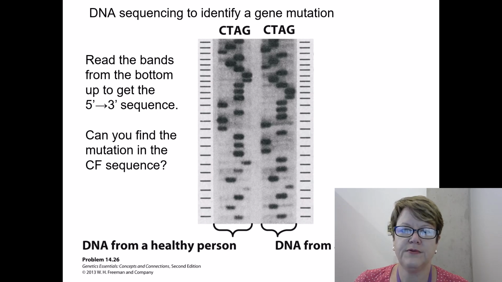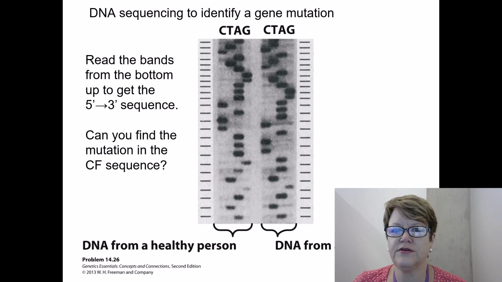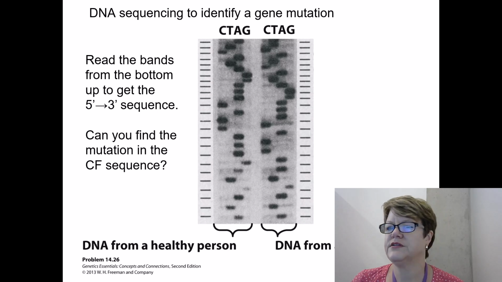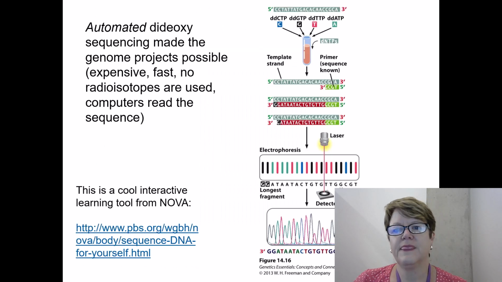The DNA sample sequence from a healthy person is here on these 4 lanes on the left. The DNA sequence from somebody with cystic fibrosis is on the right, and there's a small deletion that you could find if you sequence from the bottom up and you compare the sequences to each other. And so this is how we started doing these kinds of things.